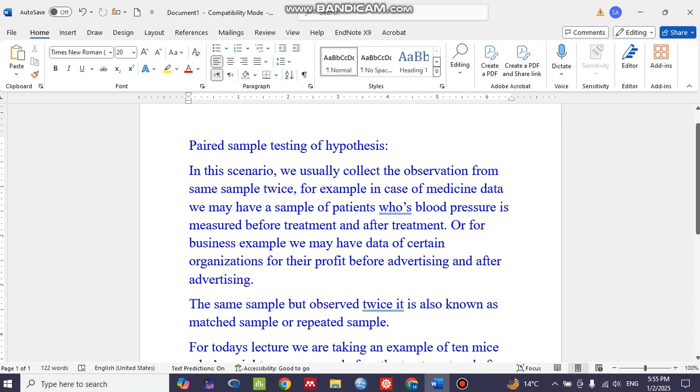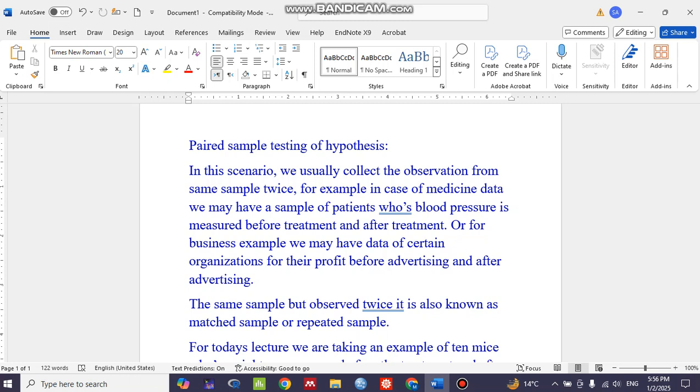In this scenario, we usually collect the observation from the same sample twice. For example, in case of medicine data, we may have a sample of patients whose blood pressure is measured before treatment and after treatment to check the effect of the treatment, whether the treatment is effective or not. Or for a business example, we may have data for certain organizations about their profit before advertising and after advertising to check whether the advertising has impact on the profit of the organization or not.